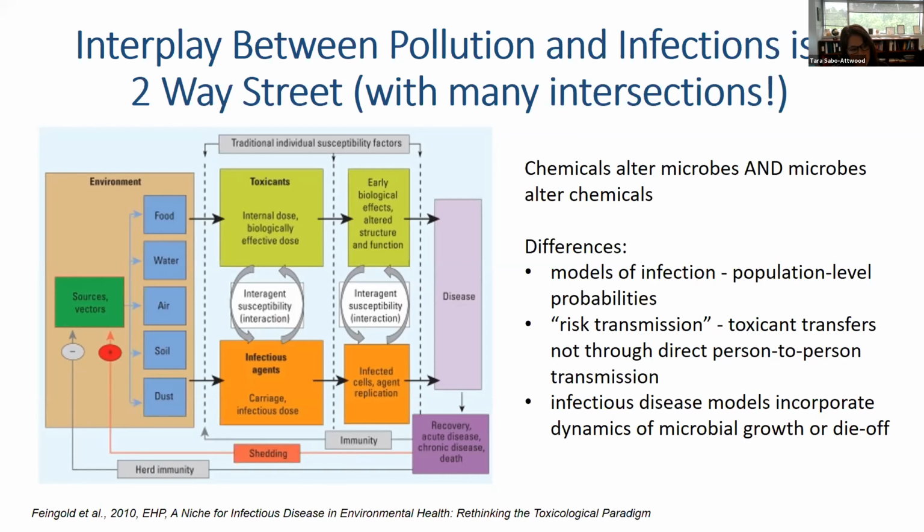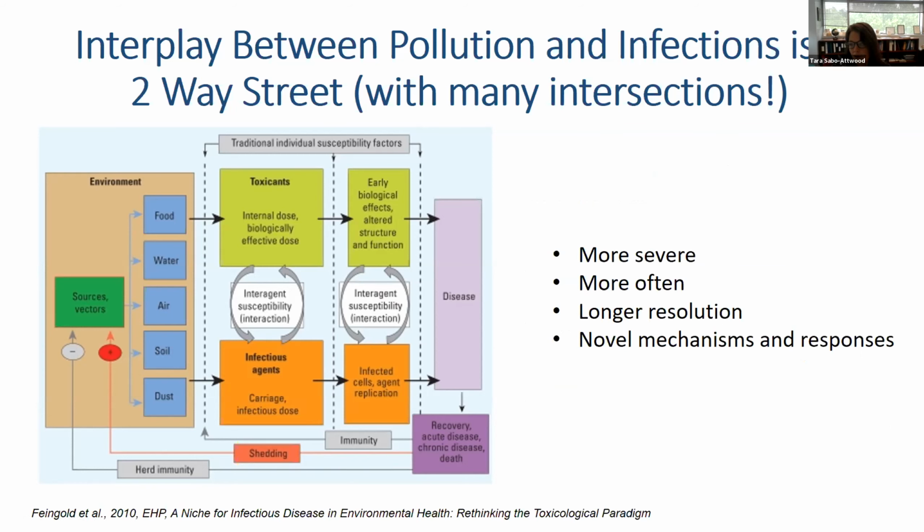And then certainly these interactions and the way that they describe them here, which I'm calling this two-way street with many intersections, can have numerous outcomes. And so you can think about infections being, or toxicity for that matter being, either more severe, occurring more often, the ability of a host to take a longer time to clear injury or infection, or it may lead to real novel mechanisms and responses that we haven't yet thought about or seen.